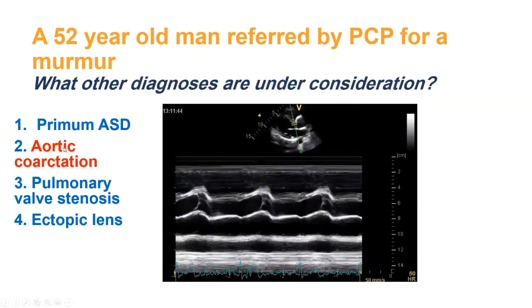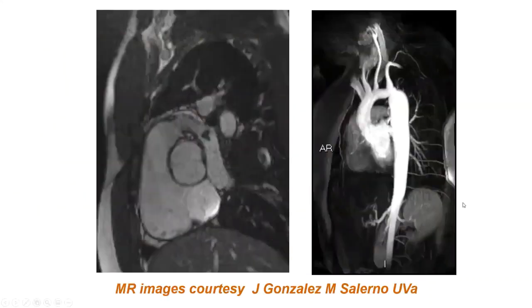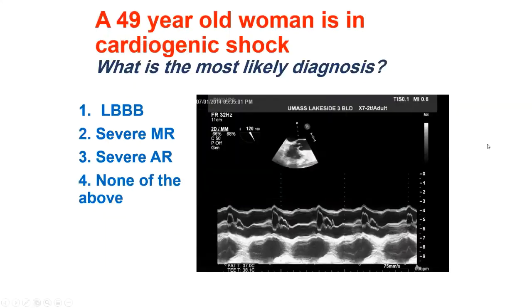The correct answer, so what is associated with bicuspid aortic valve? Of the choices given, the correct answer is aortic coarctation. You will have an entire lecture on this. I'm just trying to focus on the M-mode or spectral Doppler clues to some of these diagnoses. And here's an example of coarctation in a different patient.